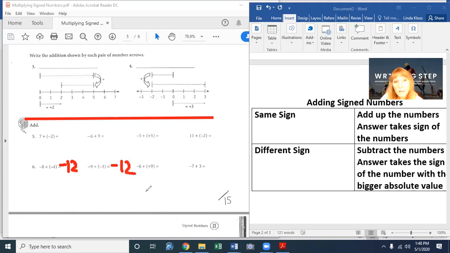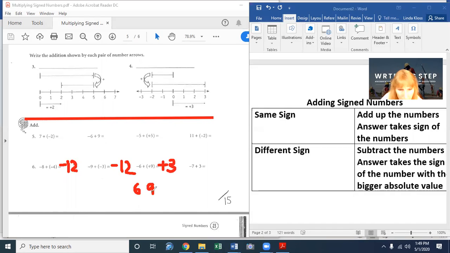Okay, next one, -6 plus +9. Different signs. We're going to actually subtract the numbers, and the sign is going to be the sign of the number with the bigger absolute value. So the absolute value of -6 is going to be 6, and the absolute value of +9 is going to be 9. The bigger number is the 9, and the 9 is a positive number, so our answer is going to be positive. And remember, we're subtracting 9 minus 6. So +3 or just 3 is the answer.